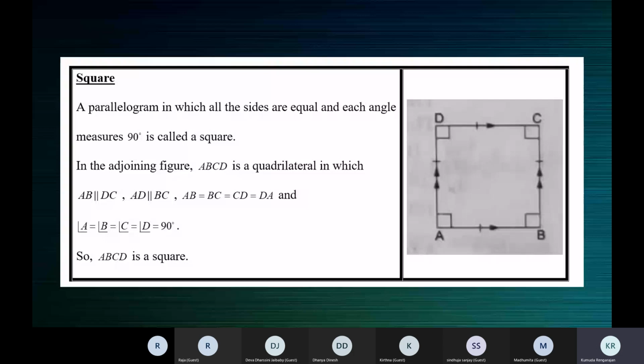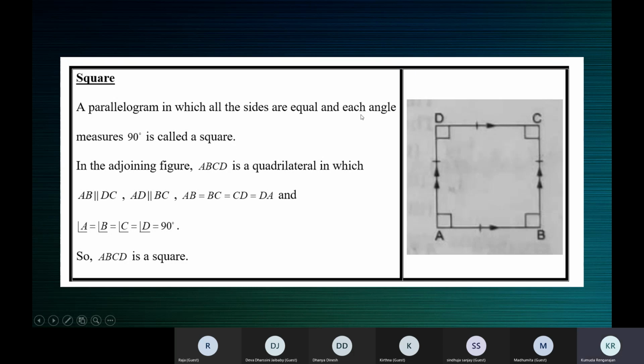We'll just wind up with this one. A square is a rhombus and a rectangle put together. In a rhombus, we said all sides are equal. And in a rectangle, we said each angle should be 90 degrees. So a parallelogram in which all sides are equal and each angle measures 90 degrees is called a square.